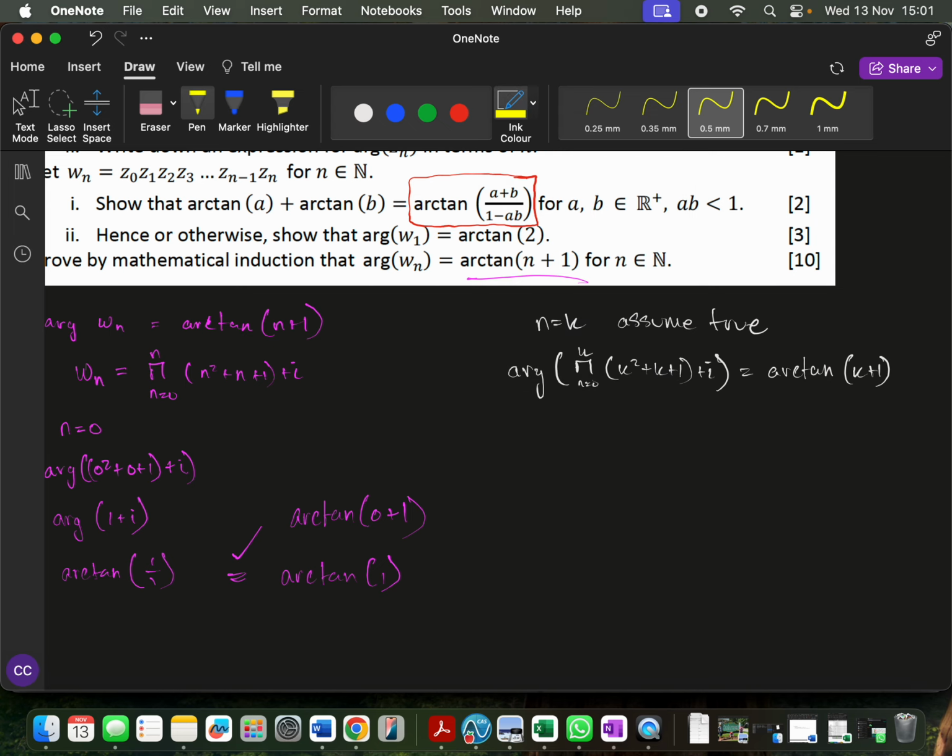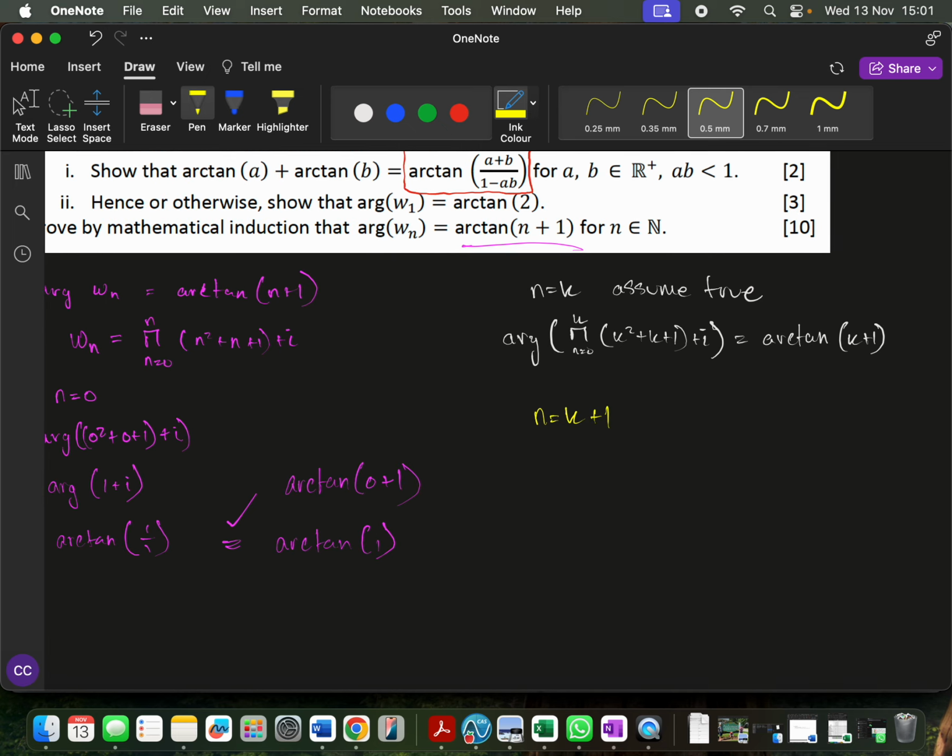We're going to move on to our induction step, which is we got to prove it true for n equals k plus 1. Okay, so that would be the argument of the product from n equals 0 all the way to k of k squared plus k plus 1 plus i, all of that, and then we just multiply it by the next step, which would be k plus 1 squared plus k plus 1 plus i. And that would end up being my value.